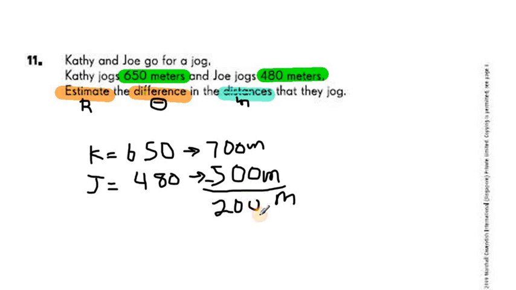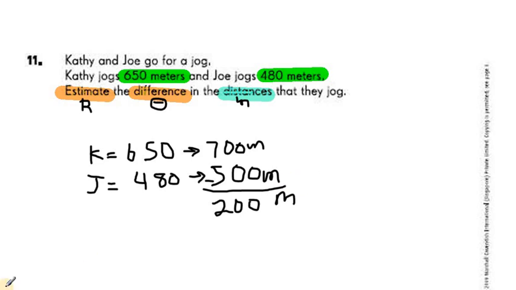So as a quick recap here, K is for Kathy. And Kathy jogged 650 meters. And I'm estimating. So 650 becomes 700. J is for Joe. And Joe ran 480 meters. And when I round that up, it's 500. And it says estimate the difference. So I've already rounded, and now I find the difference by subtracting.